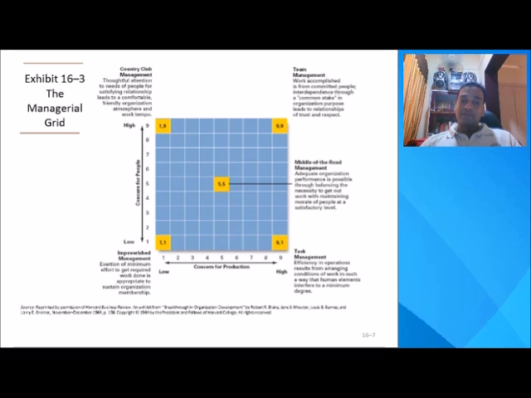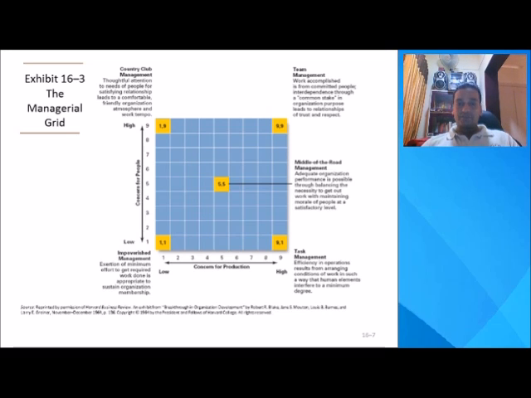Then there is another style called impoverished management, that is 1-1, that is low concern for production and low concern for people. So here the focus of the leader is to use minimum effort to get the required work done, so that the organization membership is sustained, that is, they will not be fired for poor performance. So the minimum acceptable performance the leaders will ensure, but other than that, the leader is neither concerned about the people nor concerned about the production.